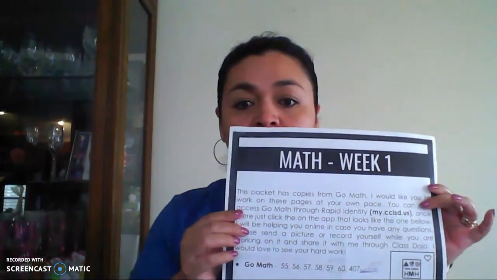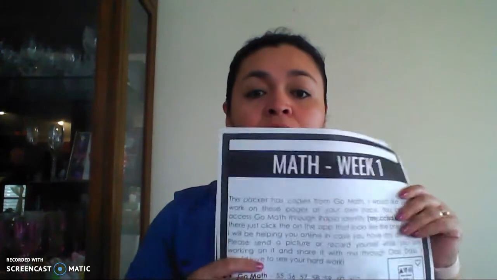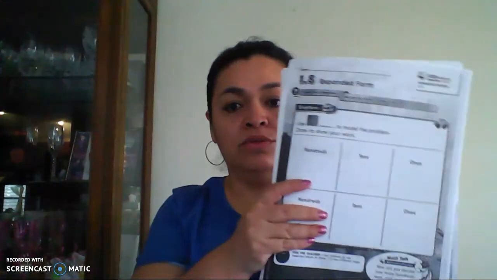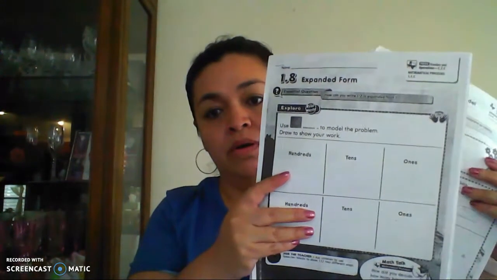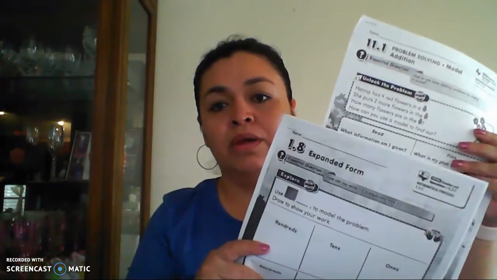So I want you to focus today. We're going to focus on just math. Okay, so this is the math instructions that you should have. It has week 1, week 2, week 3. Okay, so we're going to start only with math today. These are the handouts for math. We have one that starts with 1.8 standard form and the problem solving. Okay, these are the two packets that we need right now.